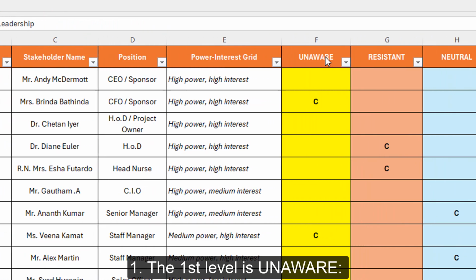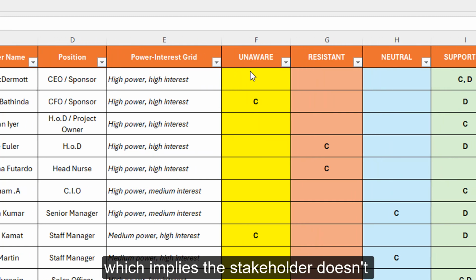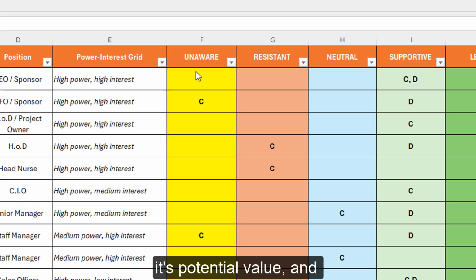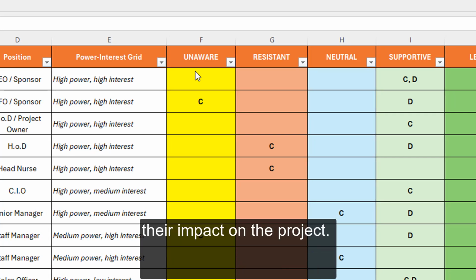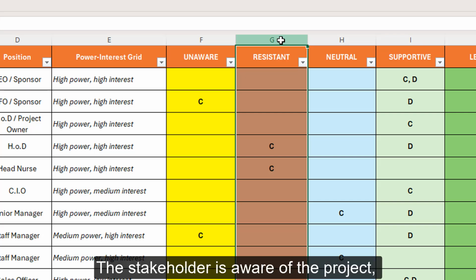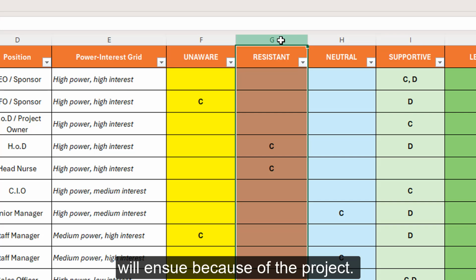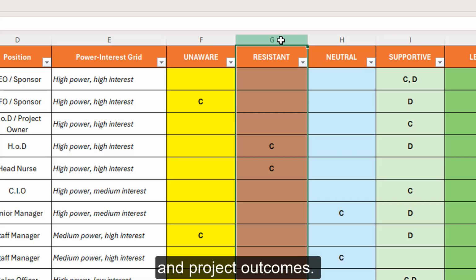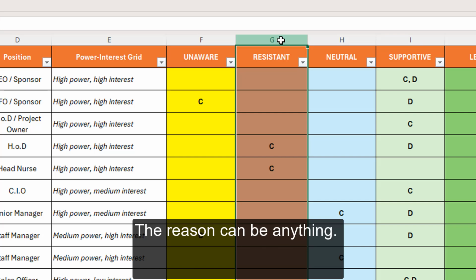The first level is unaware, which implies the stakeholder does not know much about the project, its potential value, and their impact on the project. The second level is resistant. This is a dangerous state. The stakeholder is aware of the project, but they are resistant to the changes that will ensue because of the project. They are unsupportive of your work and the project outcomes. The reason can be anything.